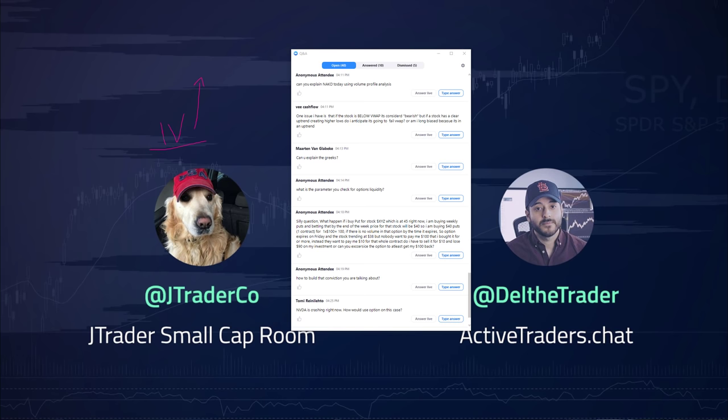Another one: how to build the conviction you are talking about. Well, you have to use all of these methods that we're talking about together. You don't really have conviction until you've traded for a few years and really understood the markets. Then you'll find that real conviction. Short term, just try to understand everything as well as you can and form your own opinions.